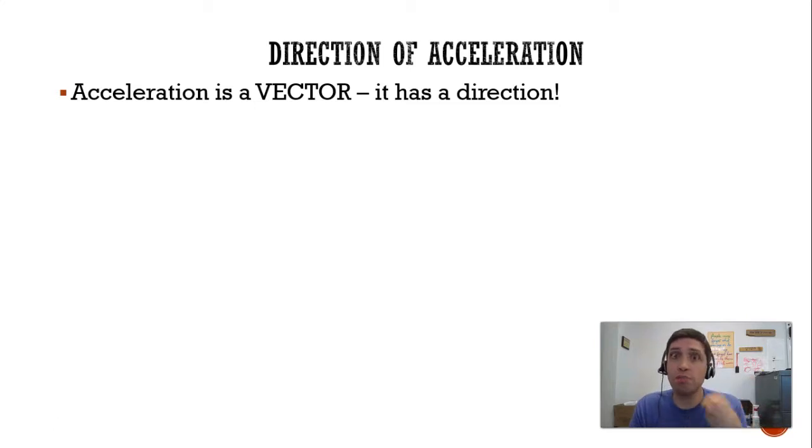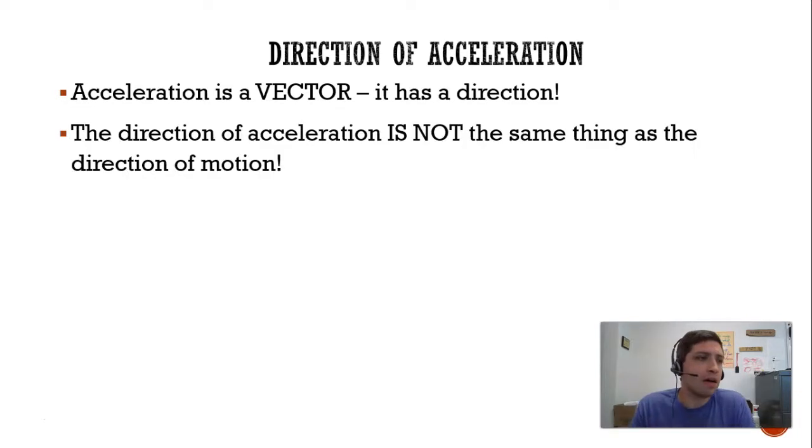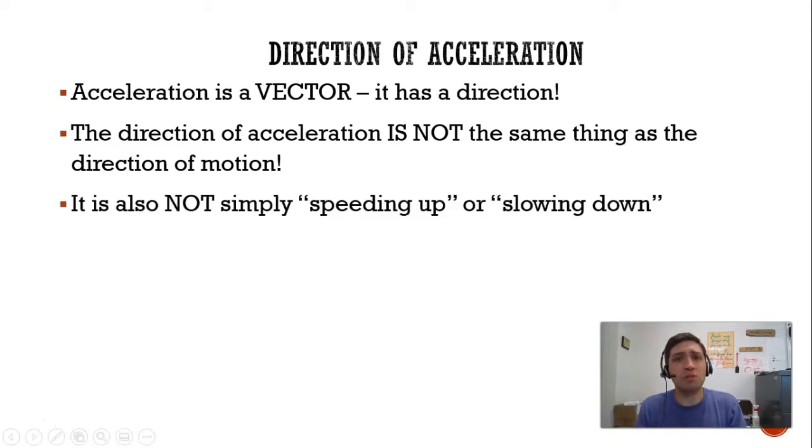We can understand when motion has a direction because something is moving to the left or to the right. But you need to understand that the direction of acceleration is not the same thing as the direction of motion. That is not what we mean. Not only is it not the same thing as the direction of motion, it is also not simply speeding up or slowing down. Many people inaccurately assume that if you see a negative acceleration, for instance, that automatically means that something is slowing down. That's not necessarily the case. It could be, but it's not necessarily.